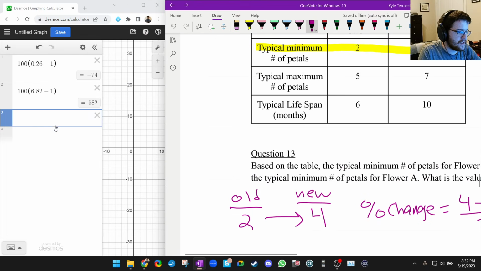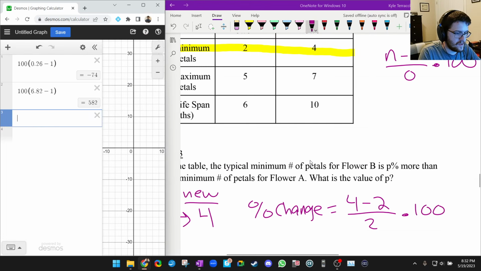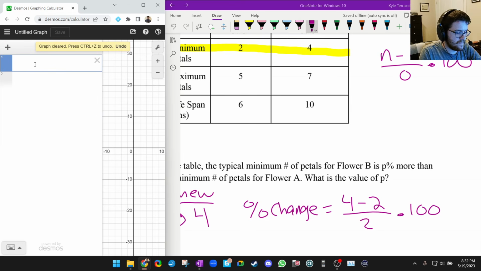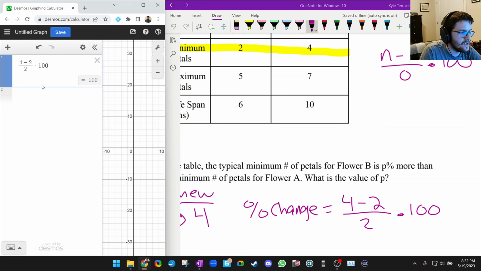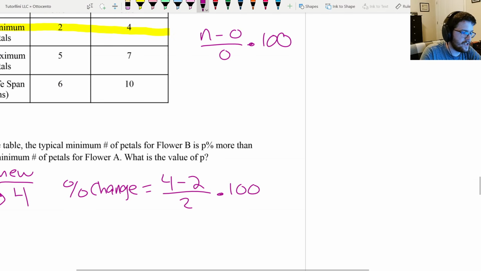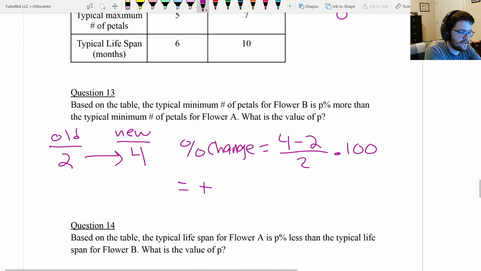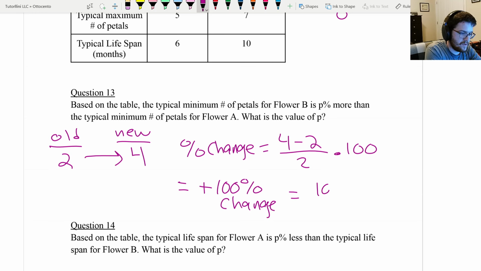Okay, I think I know what that is, but let's just do it anyway. So 4 minus 2 over 2 times 100. And we get 100. So this is a positive 100% change, which is a 100% positive is an increase.